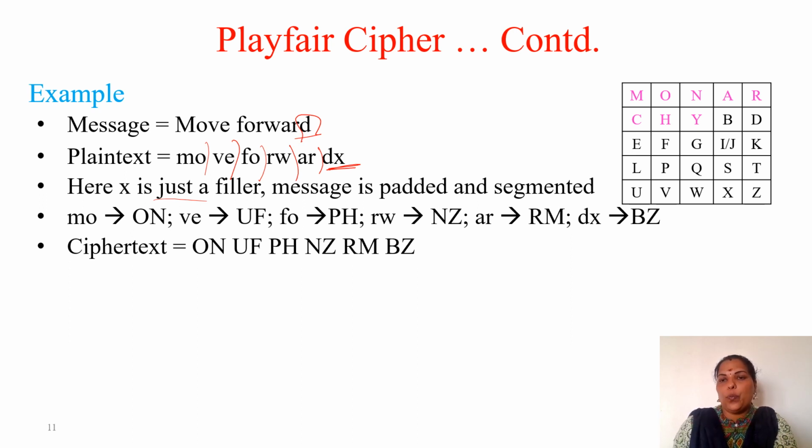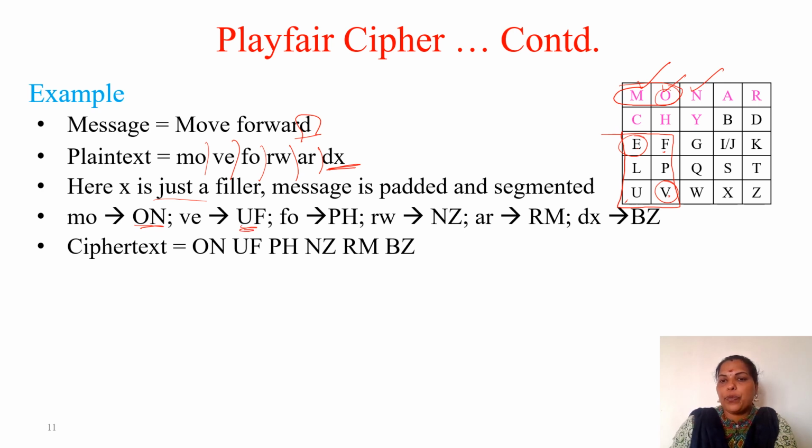So MO: you see it is occurring in the same row. Same row means you have to take the letter to the right. For M it is O and for O it is N. So ON. Then VE, V is here and E is here. So you have to form a box and check the other corners. For V it is U and for E it is F. So we have UF.